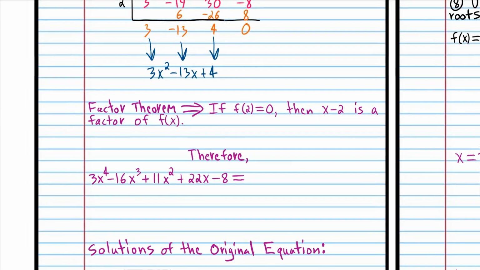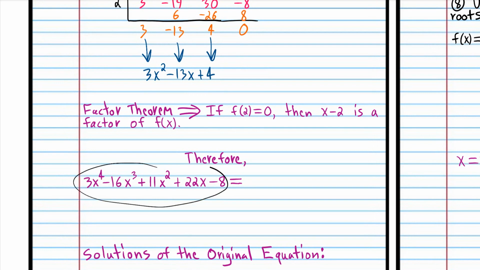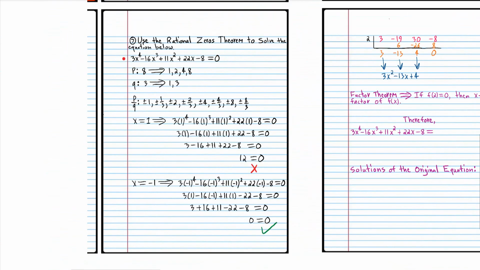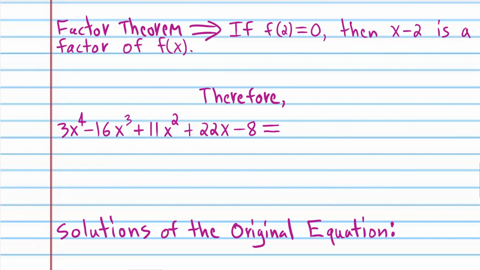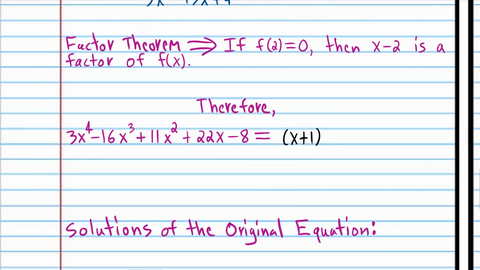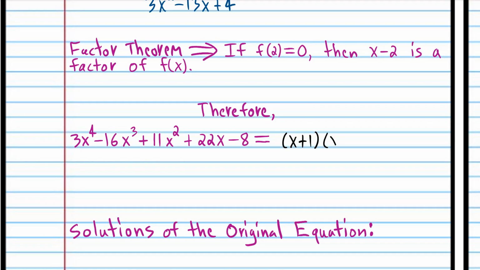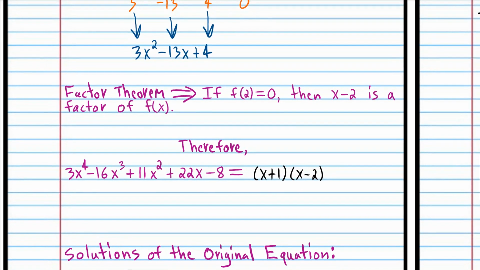So now we can say that this fourth degree polynomial, the polynomial that we started out with in this problem, is equal to x plus 1, because negative 1 is a solution. We found that in the first step, times x minus 2, because we just found that 2 is a solution to the equation, times the blue 3x squared minus 13x plus 4.